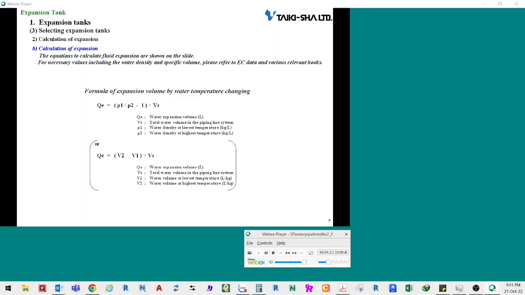B. Calculation of expansion. The equations to calculate fluid expansion are shown on this slide. For necessary values including the water density and specific volume, please refer to EC data and various relevant books.